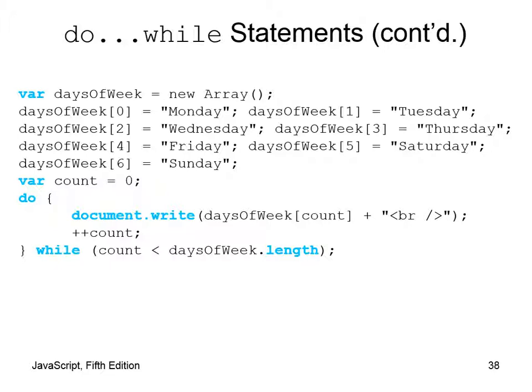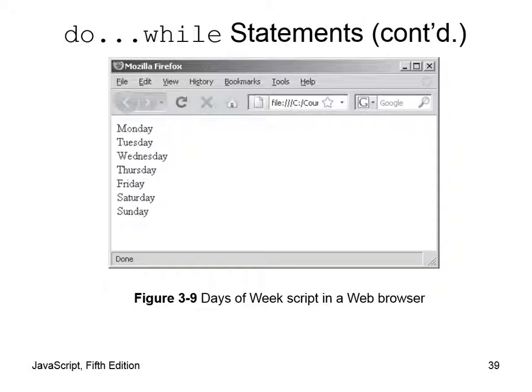The VARs, the days of the week. Monday, Tuesday, we've set each one of those elements, IDs. Count is 0. Do days of the week count, whatever that element ID is going to be, and increment it and print them out, I'm pretty sure. Then we got while the count is less than the length of the days of the week. Does that make sense? So it's going to look up here. While it's less than 7, print it out. Count is at 0. And it'll print them out Monday to Sunday. Any questions?